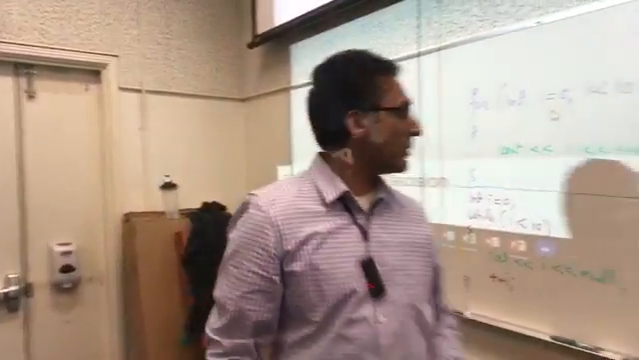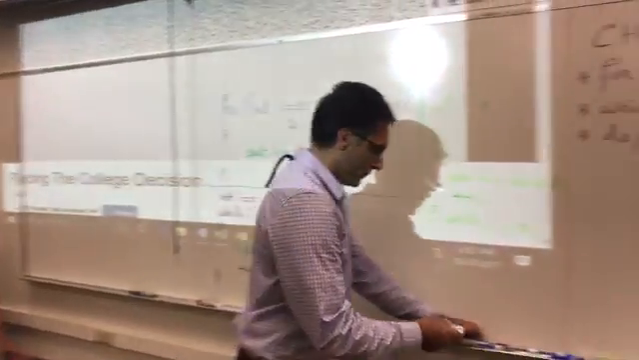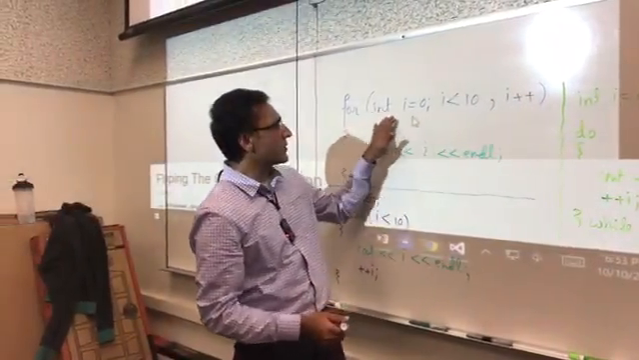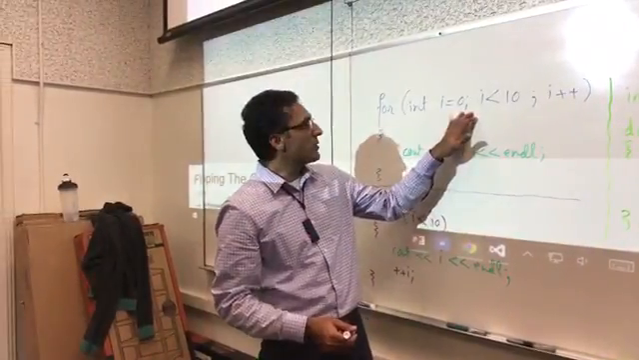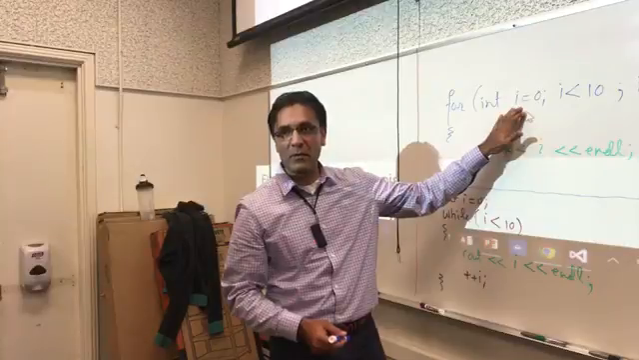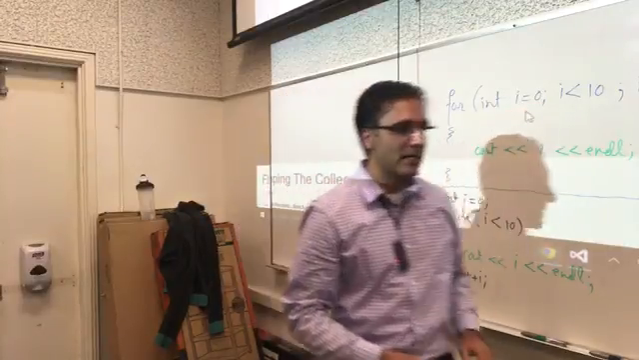So the for loop is highlighted right here. For loop actually has three statements in there. So you can see I have declared and initialized a variable, int I equals to 0, I less than 10.